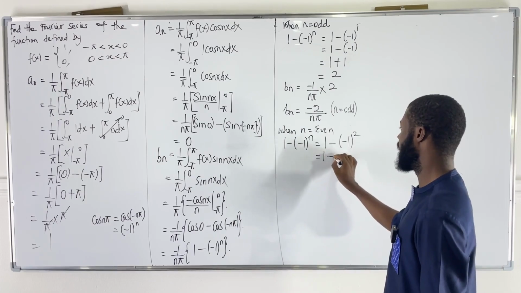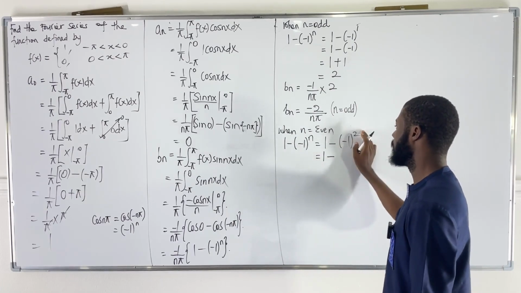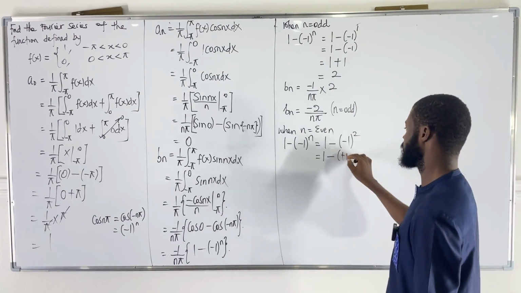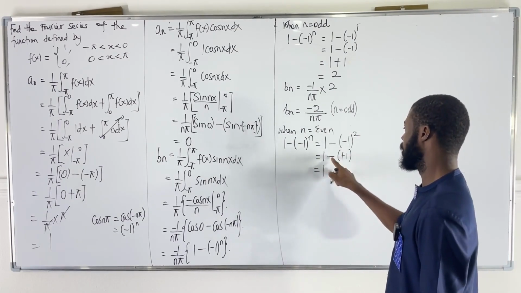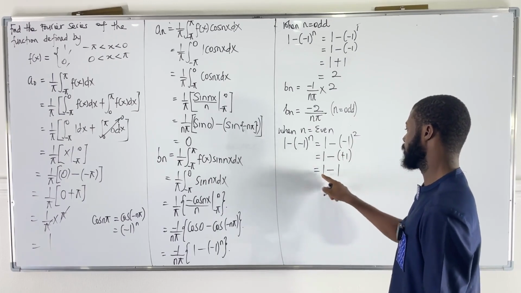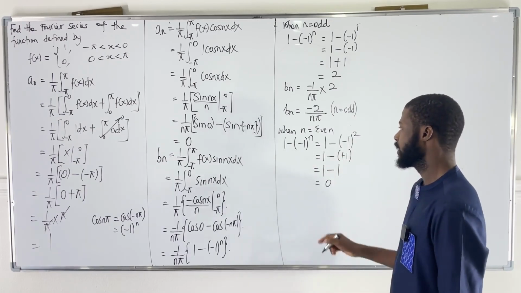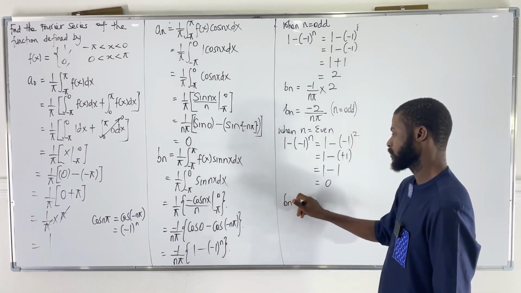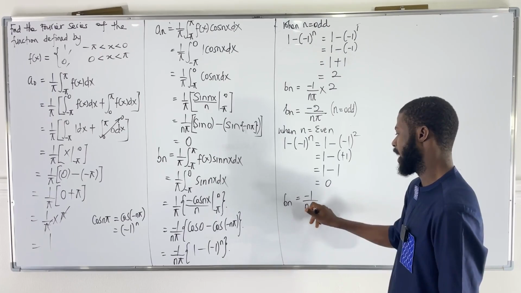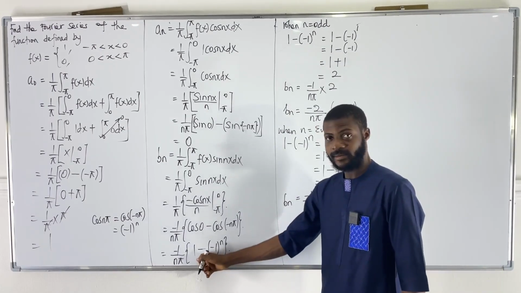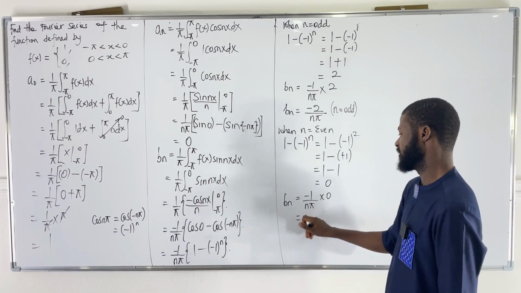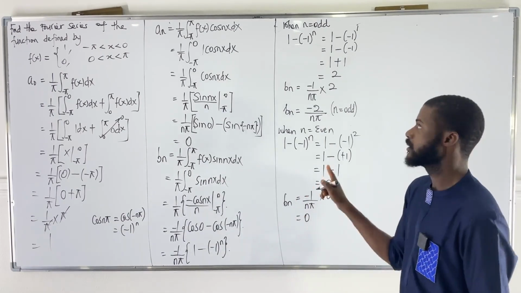So this is 1 minus... When you square a number, you're going to get a positive answer. So this will be plus 1. So this is 1, minus plus is minus. 1 minus 1 is 0. Now if this is 0, this means that my b sub n, which is minus 1 over n pi, times this bracket, is 0. So this will just be 0. So I'm not going to be using this.